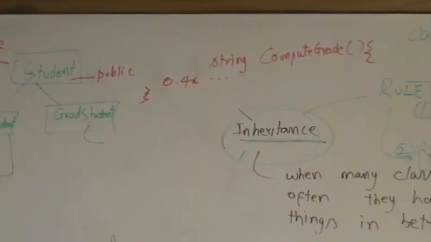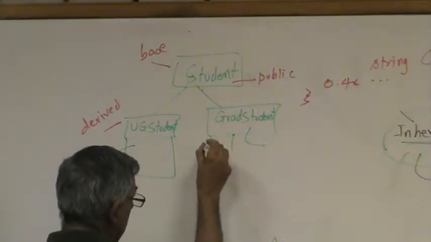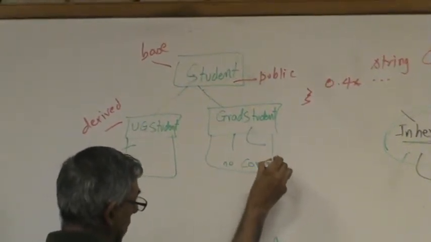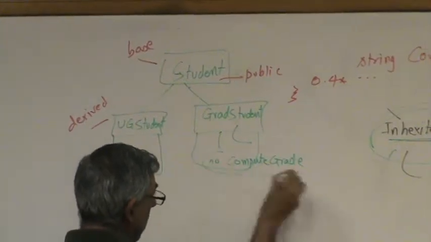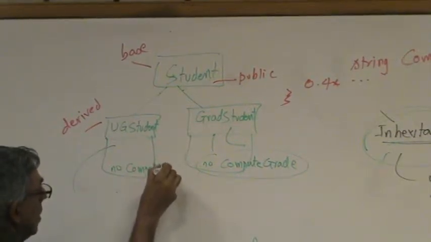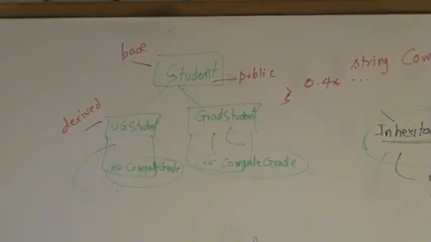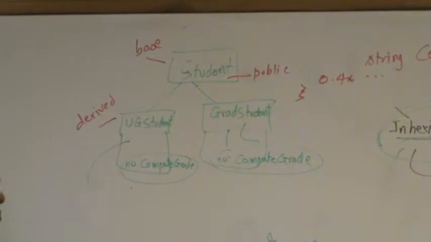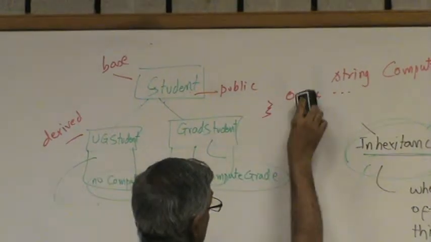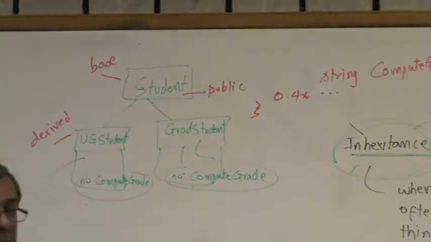Yes. Okay. Now let's pretend it's fine over here, both the undergrad student and grad student, there's basically no compute grade method over here. Because we are inheriting from the student, there's no compute grade method that we are writing, but we are receiving it from the base class, right? Now we keep creating our applications, and so far we were happy, okay? So the real code for the compute grade exists over here, okay?